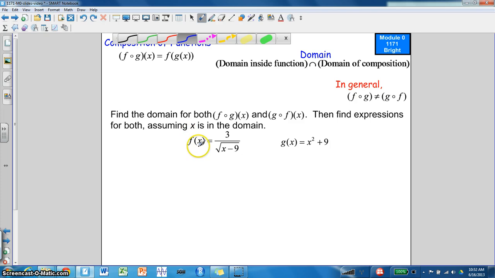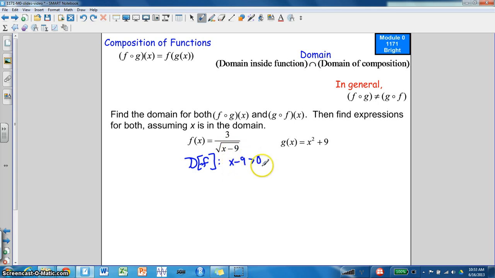First thing I would like to do is identify the domains for both of these. So I'm going to use D, and then a bracket f as shorthand to denote the domain. So the domain here, square root function, well, we know that underneath the square root we have to have numbers greater than 0, and since this is in the denominator, we can't divide by 0, so actually our domain is restricted to this, and so solving we get x is greater than 9, and so this would be on the open interval 9 to infinity.